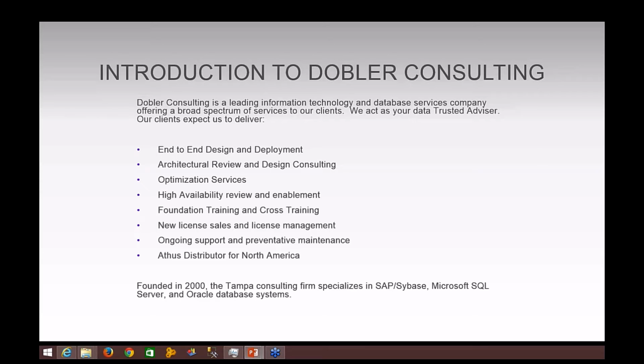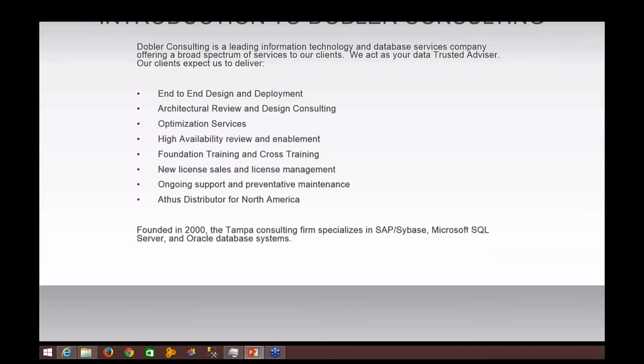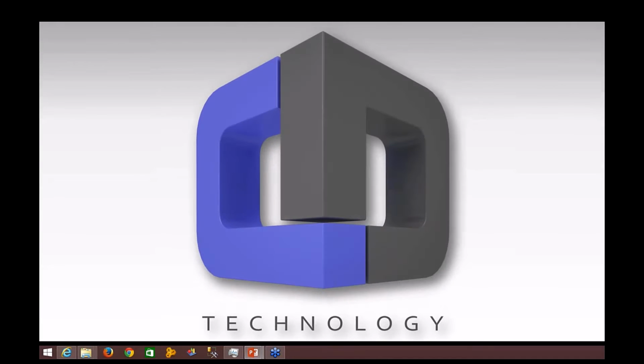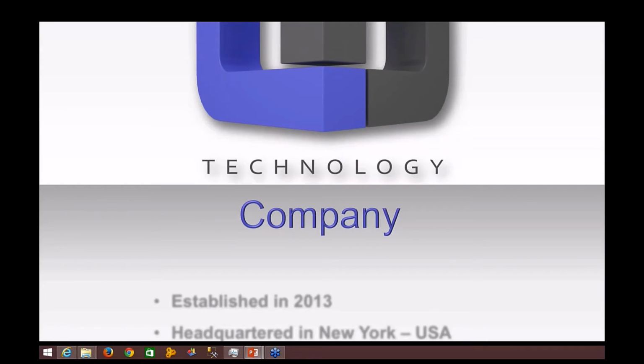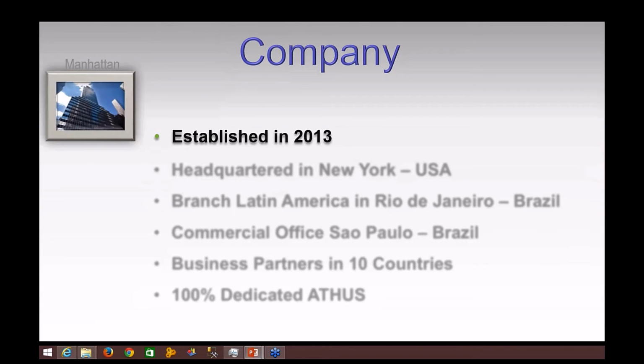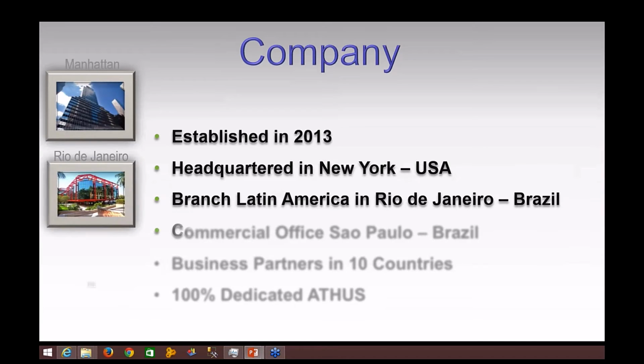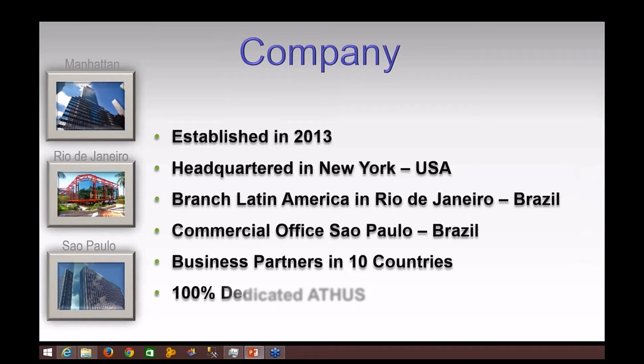So without further ado, let's get into the business activity monitoring presentation. Athus Viewer is a product from a company called Control Data. The company itself was established in 2013. It's headquartered in New York City, Manhattan to be precise. The main branch in Latin America is in Rio de Janeiro, Brazil. The development site and commercial office is in Sao Paulo, Brazil. The company has business partners in 10 countries, South and North America, and is expanding into Europe. And all the company is doing is dedicated 100% to Athus and business activity monitoring.